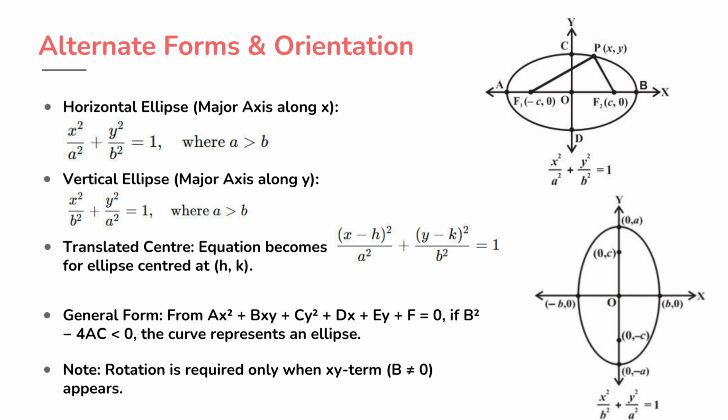If you shift the ellipse from the origin to a new center (h, k), then the equation becomes (x minus h) squared by a squared plus (y minus k) squared by b squared equals 1. And here's a cool condition for identifying an ellipse from a general quadratic. If the coefficients of x squared and y squared are positive and not equal, and b squared minus 4ac is less than 0, congratulations. You've got yourself an ellipse. It's like the math version of a personality test. If b squared minus 4ac is less than 0, you're definitely an ellipse.